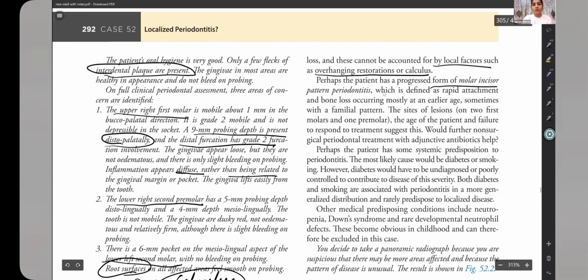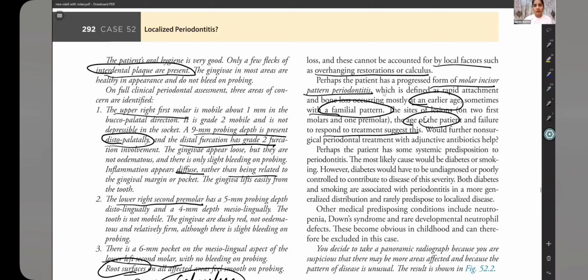Perhaps the patient has a progressed form of molar incisor pattern periodontitis, which is defined as rapid attachment and bone loss occurring mostly at a young age, sometimes also having a familial pattern. And the sites of lesions on 2 first molars and 1 premolar, the age of the patient, and failure to respond to the treatment are also pointing towards molar incisor pattern periodontitis, which is also your aggressive periodontitis.